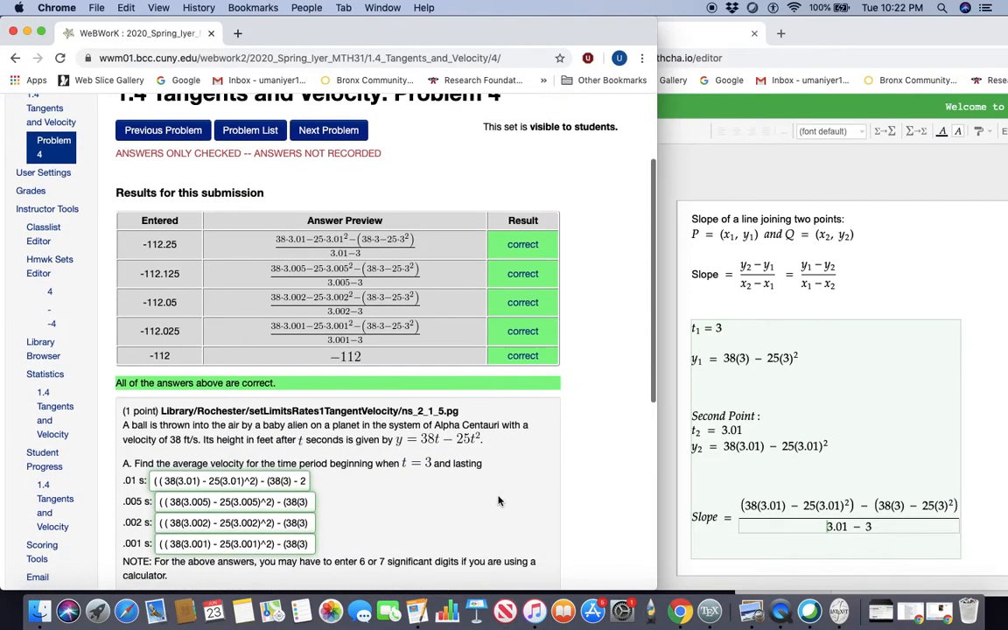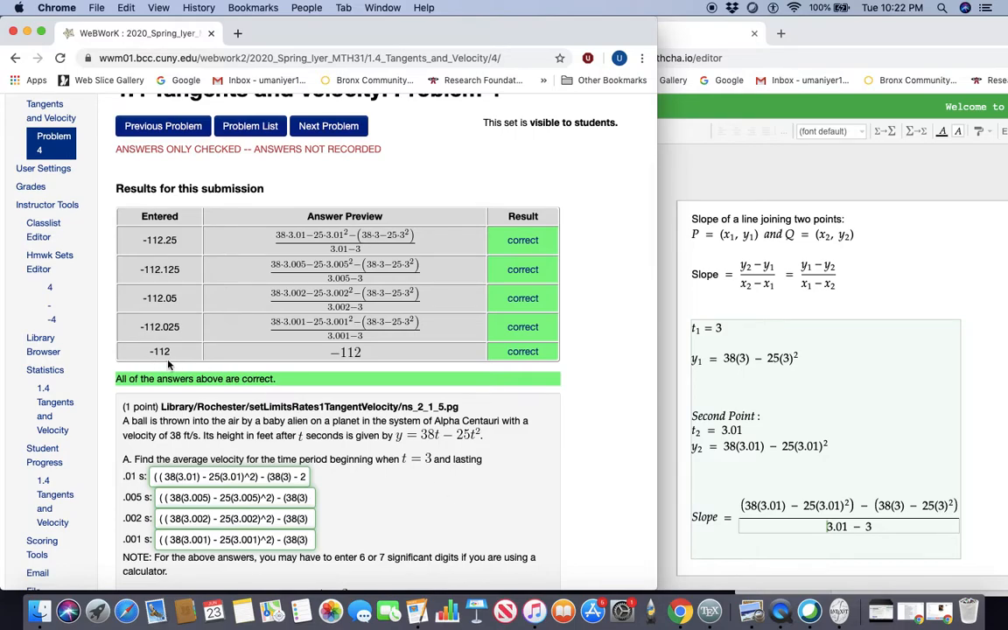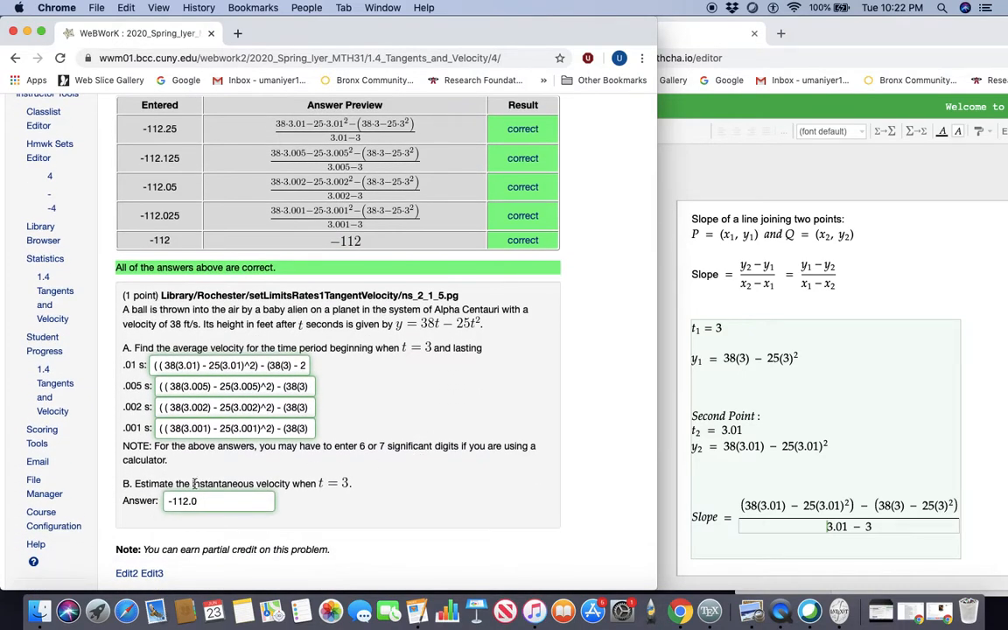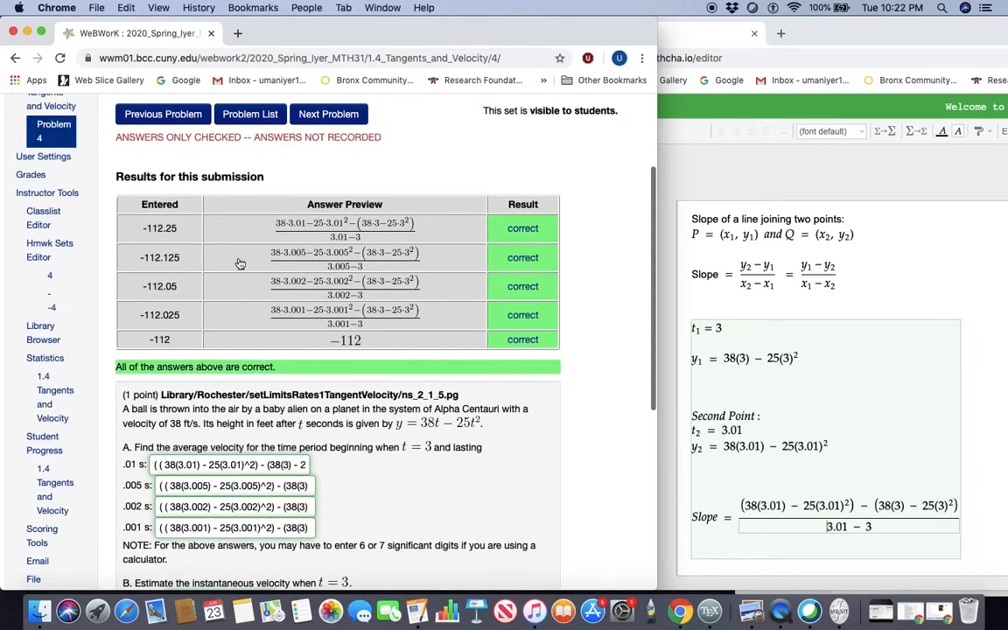Okay. So the limit is called instantaneous velocity, whereas the actual averages, the actual slopes with 2 points, are called average velocities. Okay. So next problem, we'll get back to you in the next video.